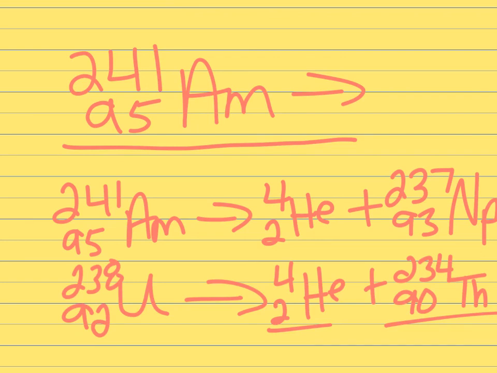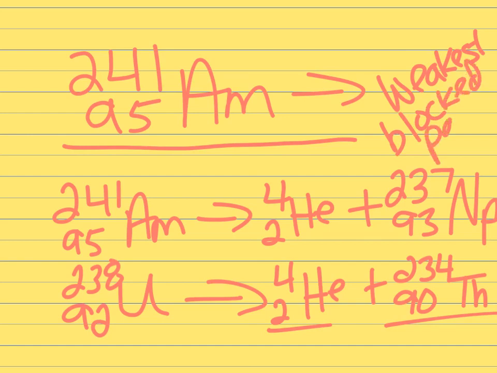These are the weakest of the nuclear decays, and they can be blocked by a piece of paper. So think piece of paper in the background here. There's a reason I use this one. All right, that's your alpha decay. Look for your next video for your beta decays.